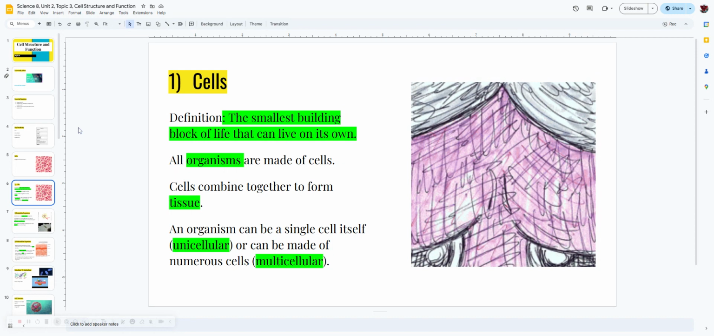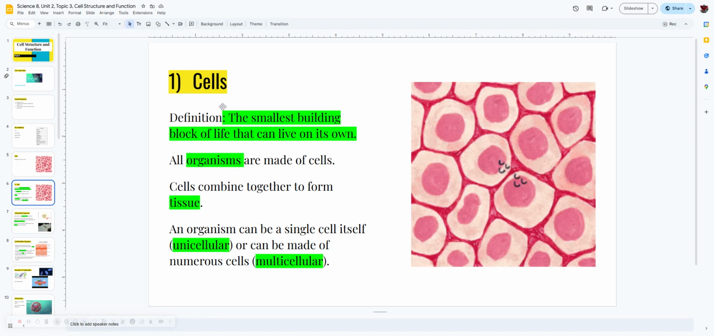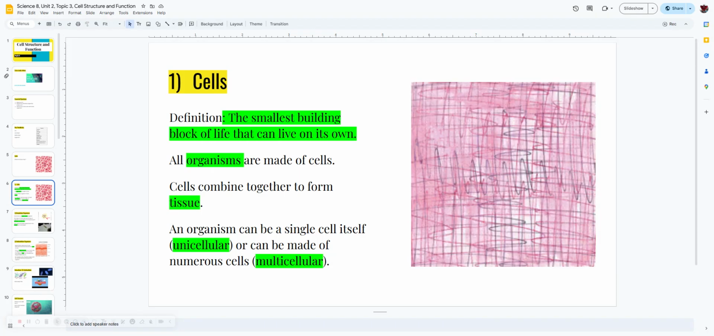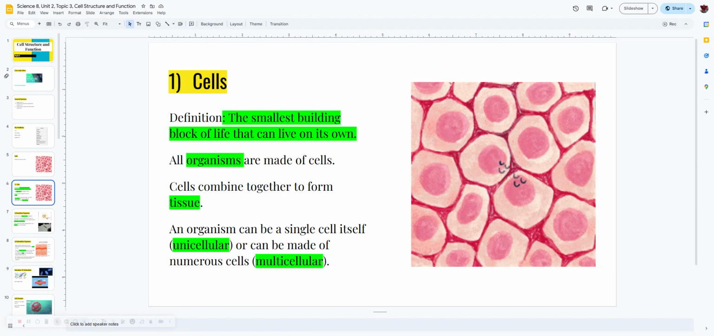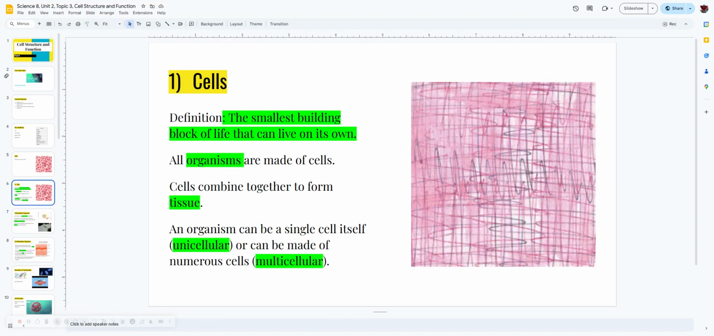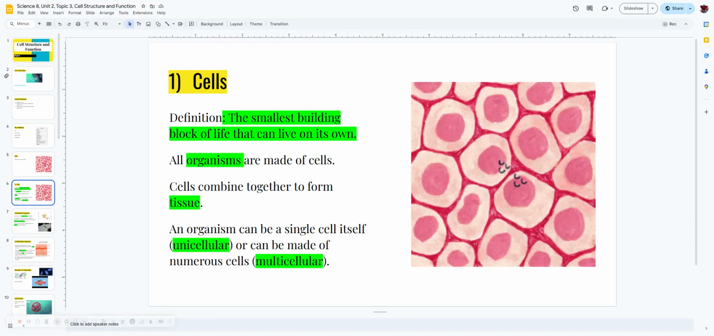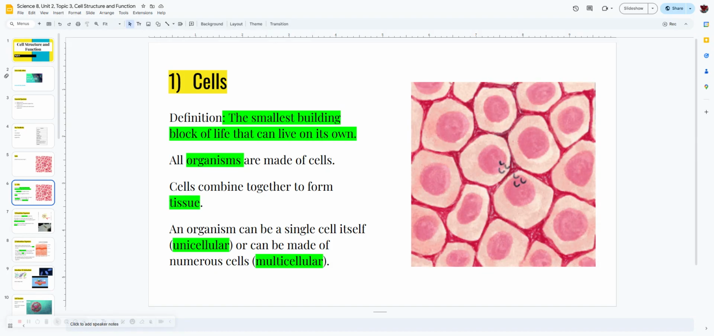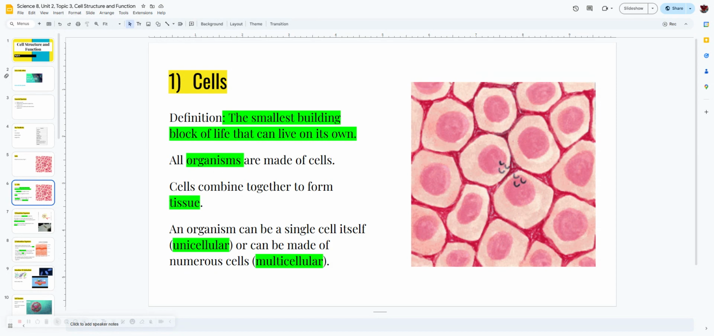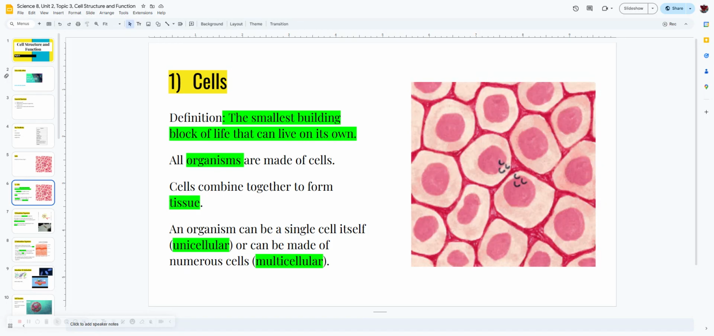So cells, definition, and again, we have those follow along notes, so if you were absent the day we did these in class, you should probably have your follow along notes out with you right now. Anything that's highlighted green, that's what you're going to write in on your notes here. Okay, so definition. What's a cell? Well, it's the smallest building block of life that can live on its own. It can survive on its own.